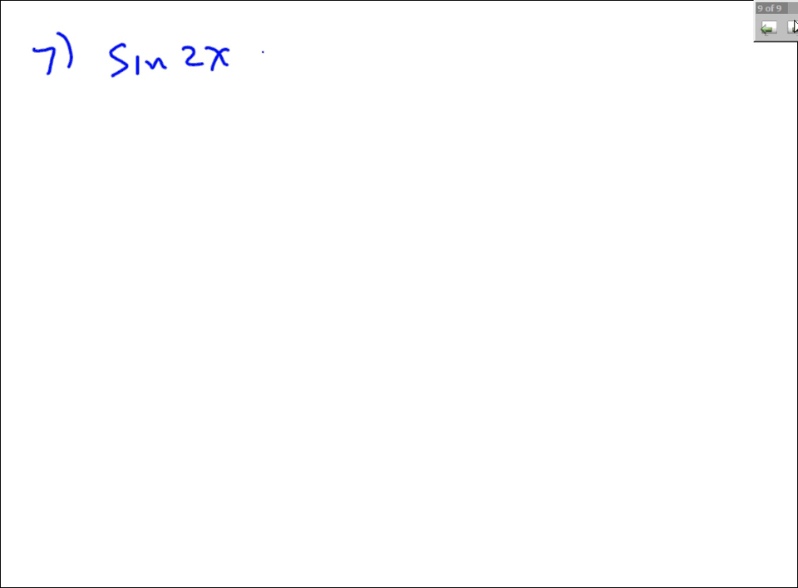Another one. Sine of 2x dx minus 2y cosine of 2y squared dy is 0.